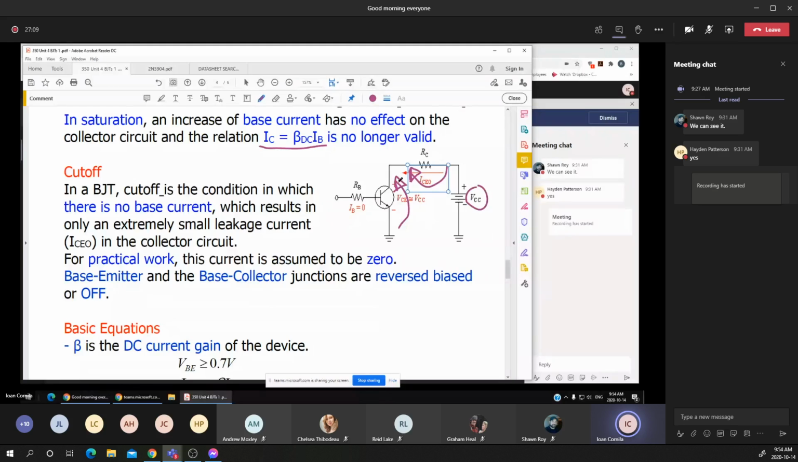Again, why? Because there is no base current. If there is no current applied on the base, the IC or the collector current is equal to 0. If there is no collector current, the voltage drop across RC is equal to 0, means that the VCE in the cutoff is, you notice that it is the approximation, equal with the VCC.